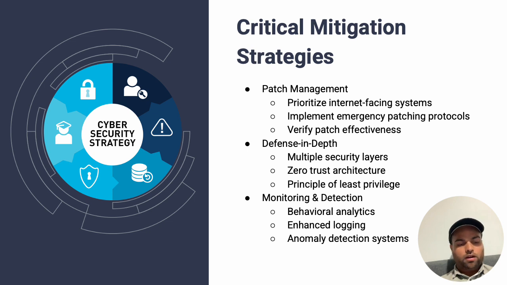Second, defense in depth is crucial for protecting against sophisticated attacks. This includes implementing multiple security layers, adopting zero trust principles that eliminate implicit trust, and enforcing the principle of least privilege across all systems. Third, comprehensive monitoring and detection capabilities are necessary to identify attacks in progress. This includes behavior analytics to spot unusual patterns, enhanced logging for forensic capabilities, and anomaly detection systems that can identify deviations from normal operations.